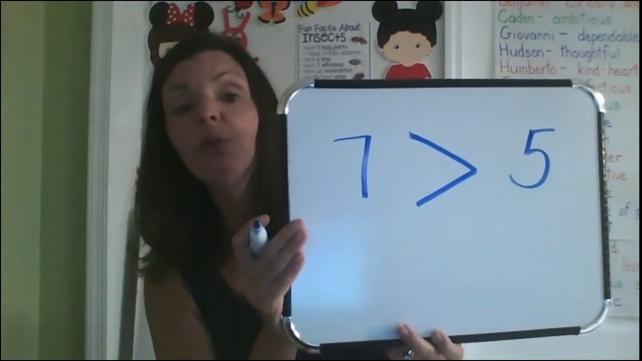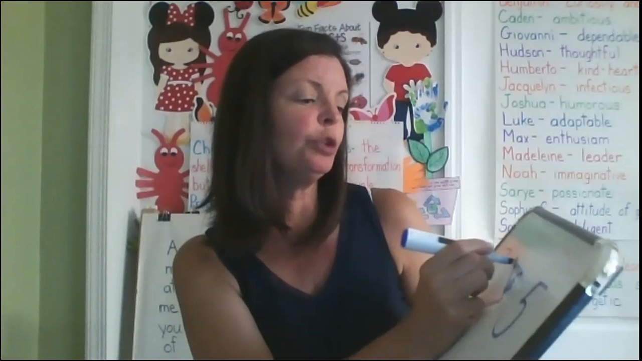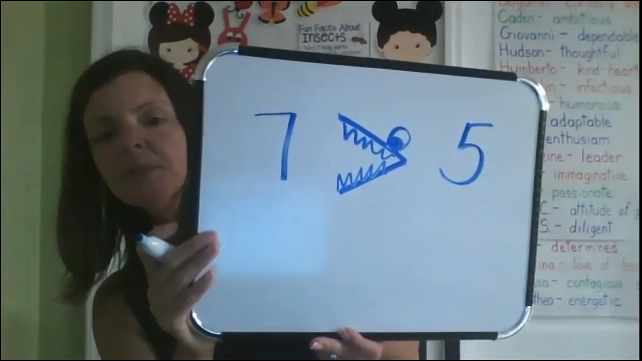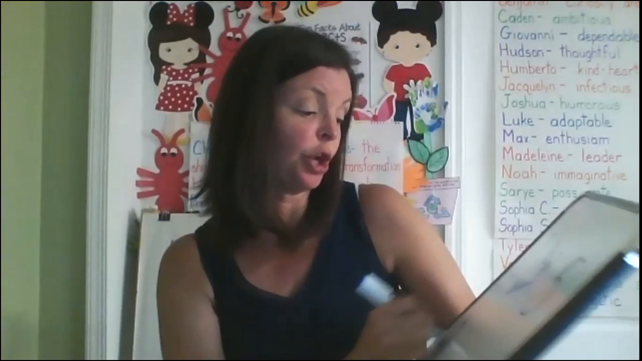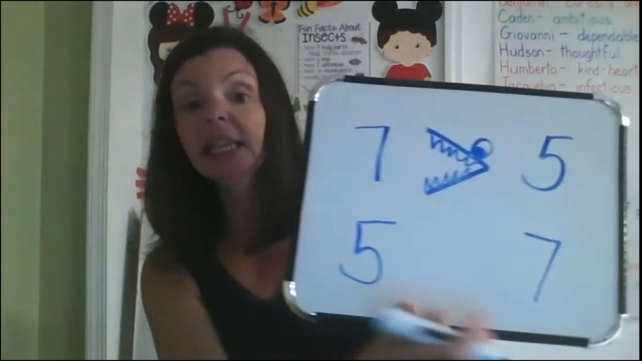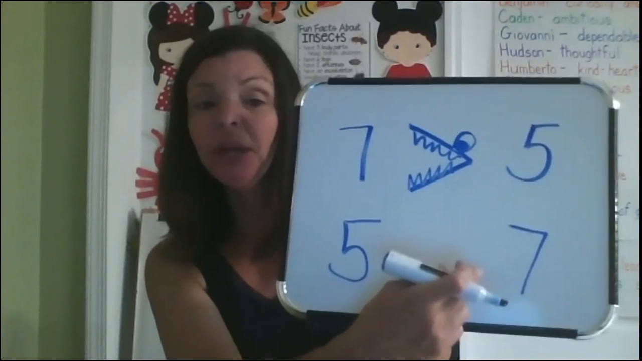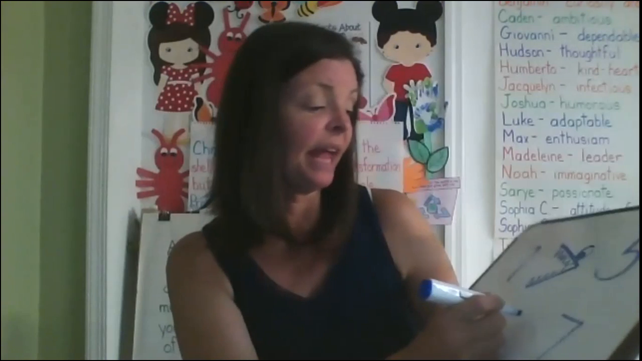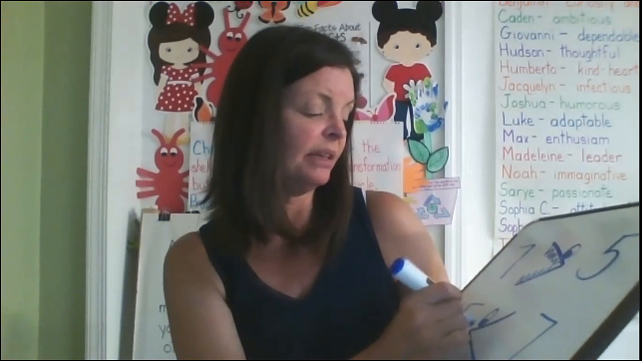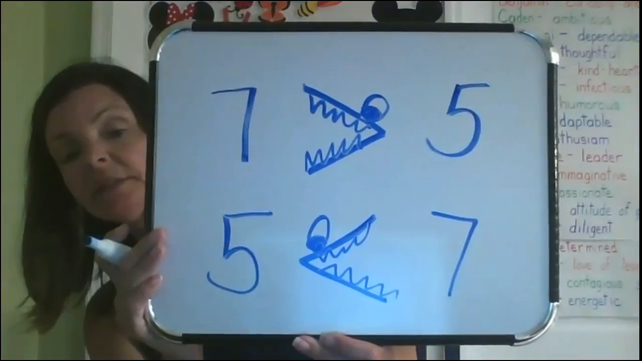We know that 7 is greater than 5. And just remember, when we did this, we drew the alligator's teeth, and that kind of helped us. Now, what if the number 5 was actually over here and the number 7 was over here? Well, that would say 5 is less than 7. But as I mentioned, the alligator still has to eat that bigger number. So this time, that alligator is going to have to face the 7 this way. So no matter which way it is, the alligator is always going to eat the bigger number.